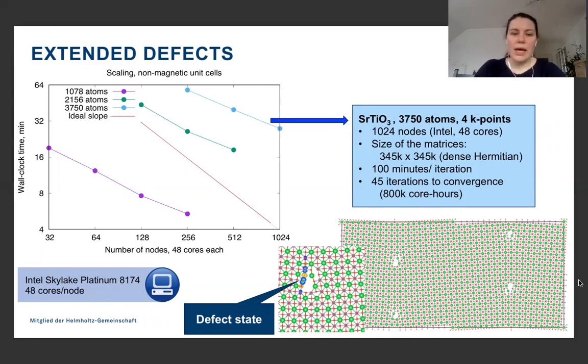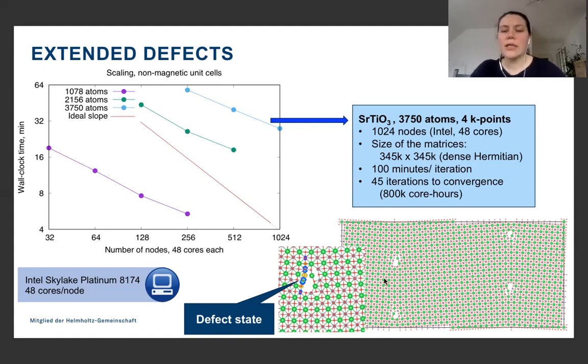It's an extended defect. Let's take a closer look at what we have here. This system has almost 4,000 atoms. The calculations were done with 4 K points. And for that, we needed thousands of nodes. The matrices for the eigenvalue problem, you have 2 of them, remember? They're dense and Hermitian. Actually, it wasn't complex in this case, but it was dense. The length of the matrix is 345,000 elements. And this is the reason why the scaling starts here at 256 nodes, because it's not possible to squeeze the system into smaller amounts of nodes.